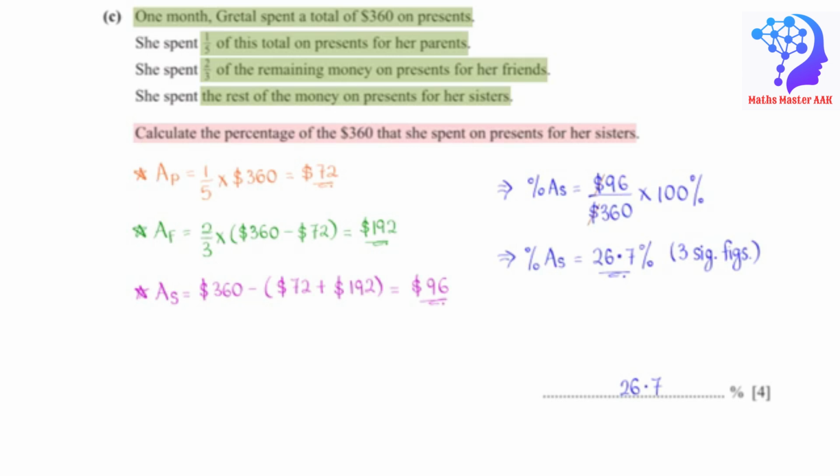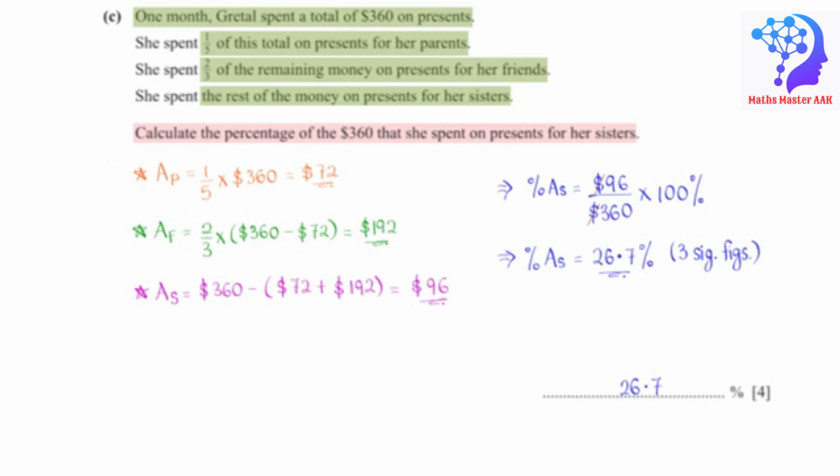To be able to find the percentage, we first of all need to find the amount of money Gretel spent on presents for her sisters. We've been told that Gretel spent 1/5 of the total, which is $360, on presents for her parents. And so to find this amount, that will be equal to 1/5 times $360, and this is equal to $72.